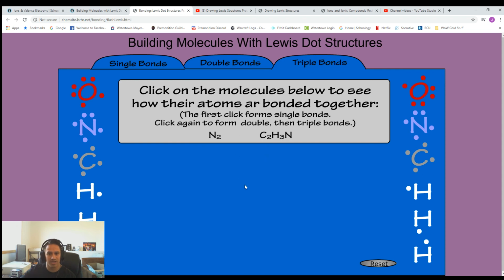And then triple bond, I'm guessing it's going to work the same way. I'm not going to click on it. You can do that when you want, but I assume if we click on N2, it will go through the whole steps of showing us how you make a triple bond. So anyway, like I said, just wanted to walk you through that.